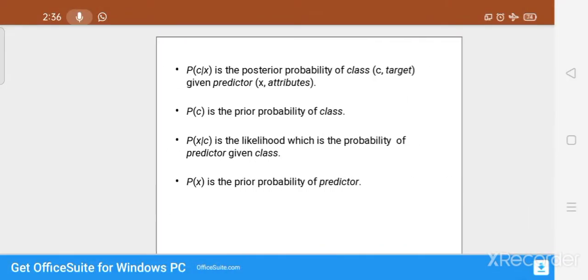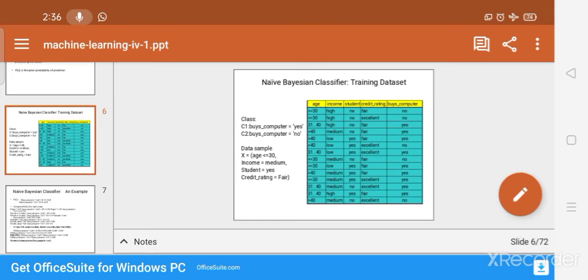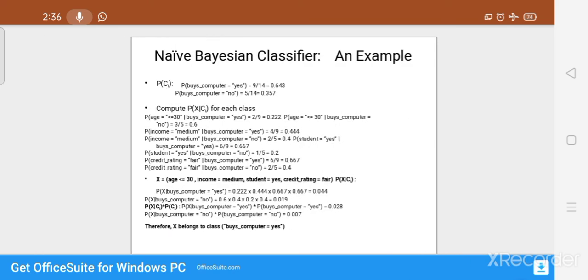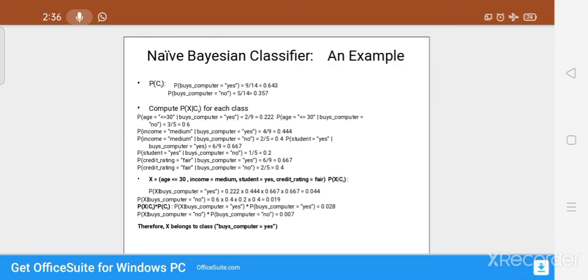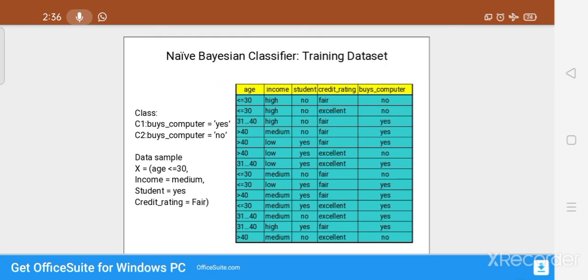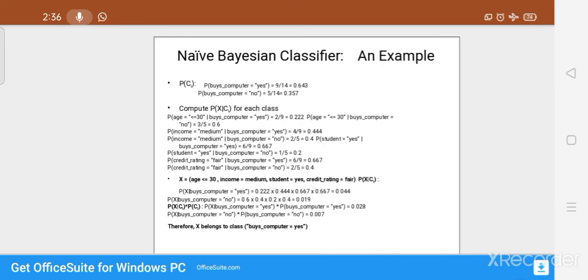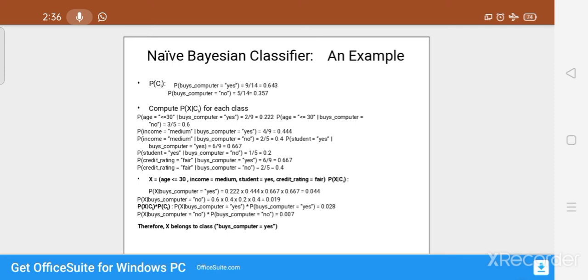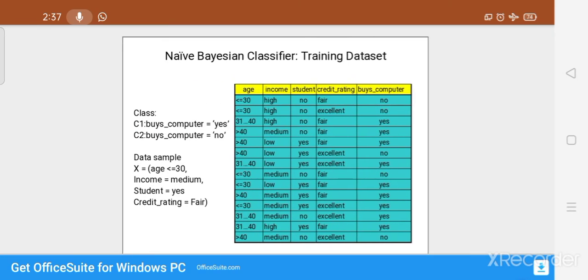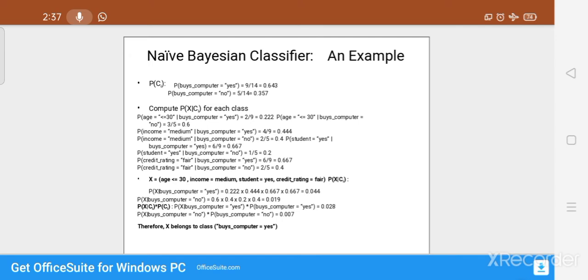So we require the prior probability of buys_computer equals yes and buys_computer equals no. How can we calculate that? P of C1, that is the probability of buys_computer equals yes. There are a total of 14 entries in this data set. From those 14 entries, 9 have buys_computer equals yes. So the probability of buys_computer equals yes is 9 by 14, which is nothing but 0.643.